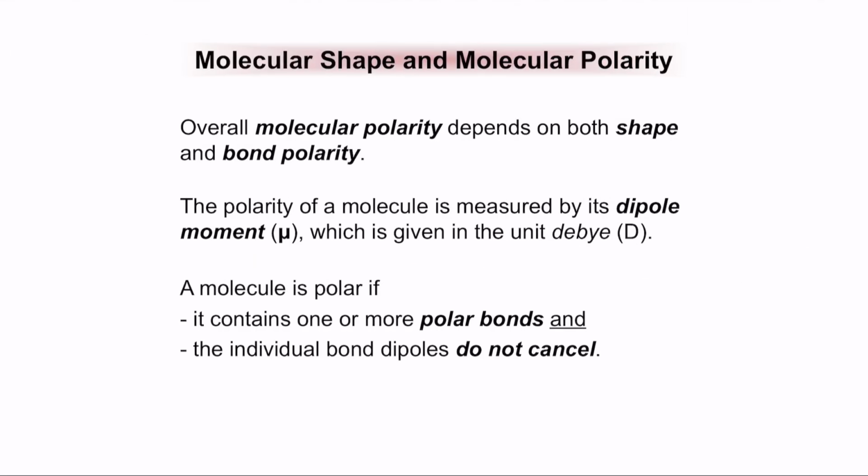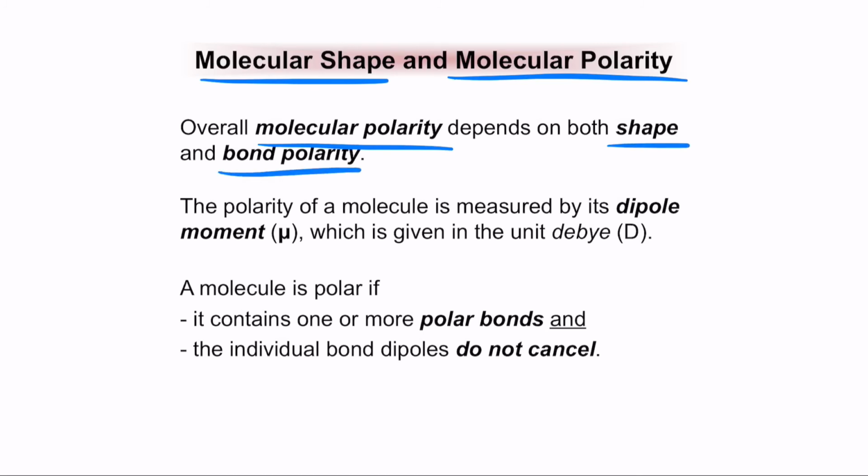So with that we end the topic on molecular shapes. Next let's talk about molecular shape and molecular polarity. The overall molecular polarity generally depends on the shape and bond polarity. The polarity of the molecule is generally determined by its dipole moment.